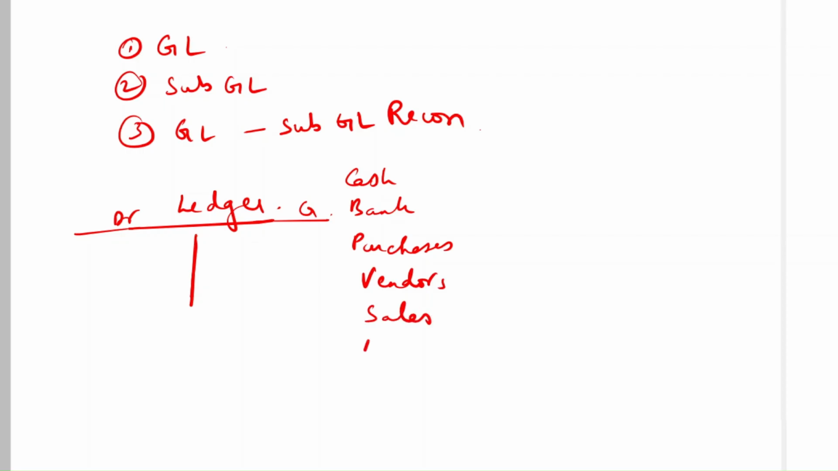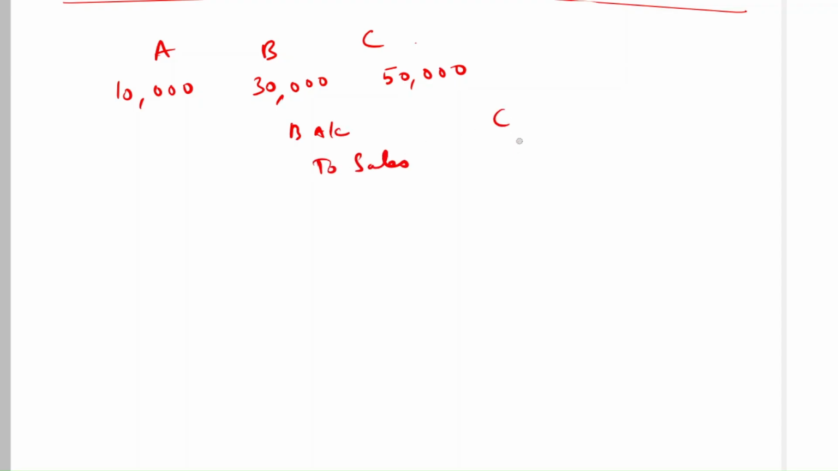Sales, then your accounts receivable or your debtors. So let's say you are auditing a small company and the company has just 3 customers, A, B, C. So let's say to A, the company made sales of 10,000, to B, 30,000, and to C, 50,000. So the total sales on credit, let's assume, is 90,000 rupees. So the company can post individual entries also, like A account debit to sales, B account debit to sales, then C account debit to sales, right?